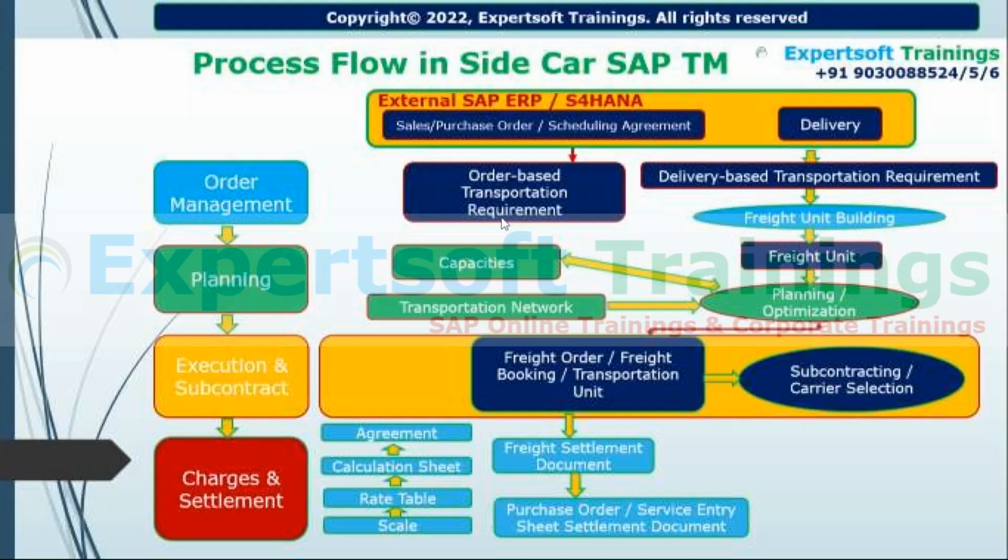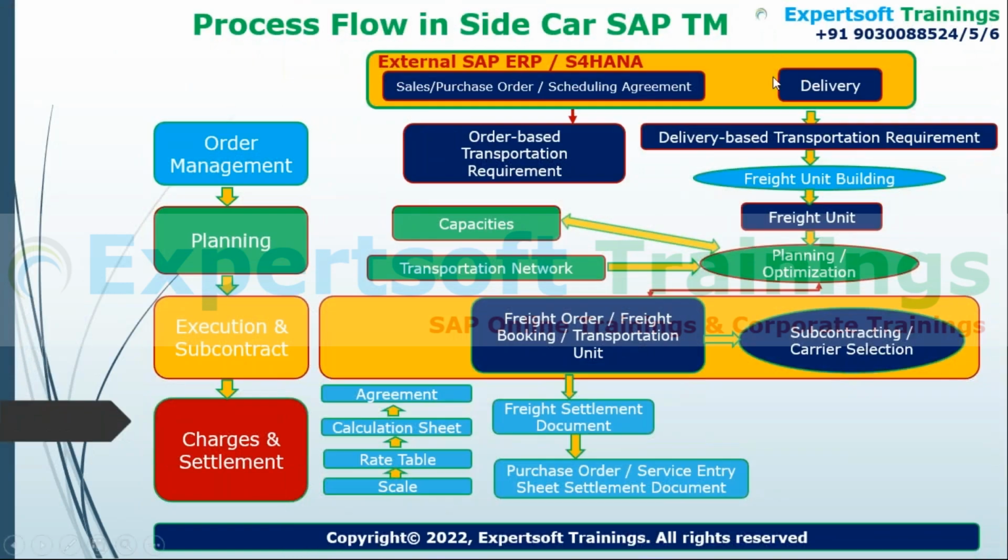In sidecar, the only difference was from order delivery, they used to create an additional object called a delivery based requirement or order based requirement. So if you want to integrate TM from order, then they used to create an order based requirement and then they used to create a freight unit. So an additional object was there. If you would like to integrate TM with delivery, then they used to create a delivery based requirement object. From delivery, automatically the freight unit is created. That means the freight unit was linked to delivery or order based.